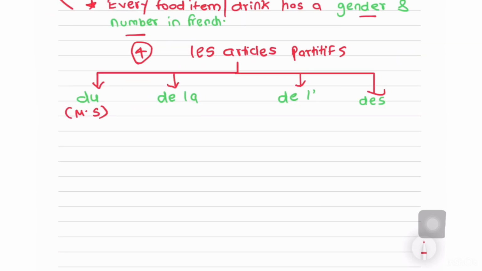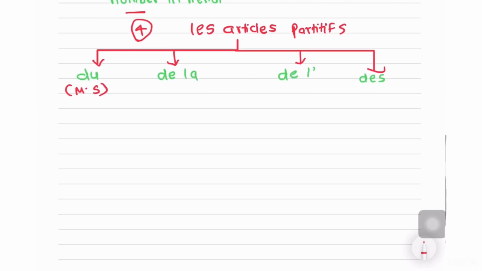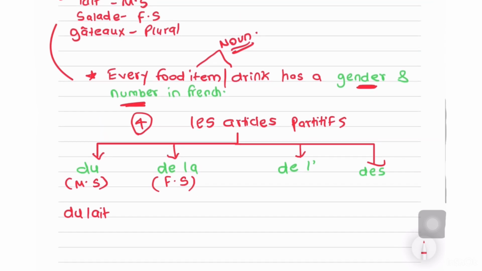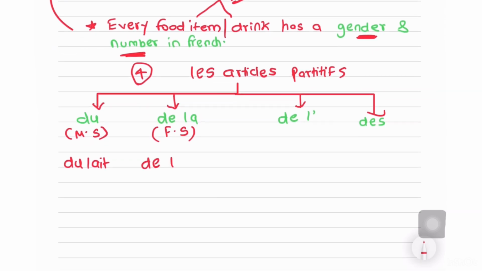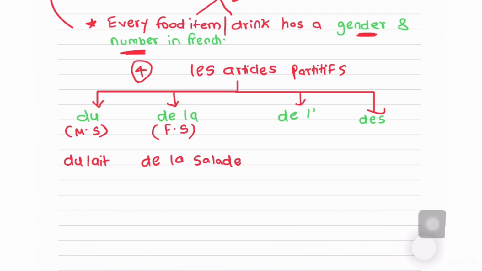So du is used before nouns that are masculine singulier. For example, lait, that is milk. So I want to say some milk. So it becomes du lait. Okay. Then de la. Gender has to be feminine and the number has to be singular. So it becomes feminine singular. For example, salade. De la salade. That is some salad.